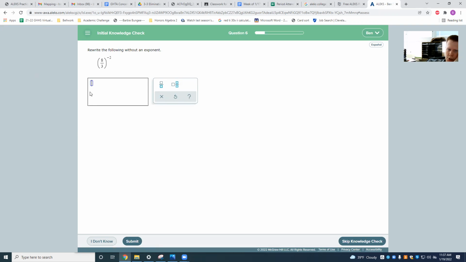This is exponent rules. This is something we just actually talked about in class today. The negative exponent means you flip it, but then you have to square both of these numbers. So 3 squared is 9. 8 squared would be 64.